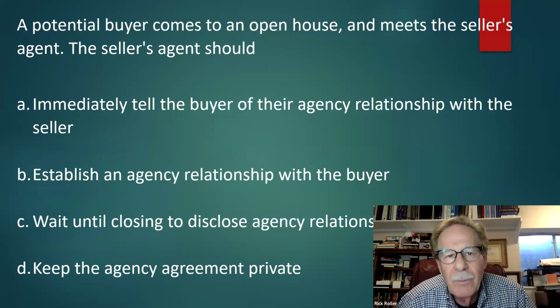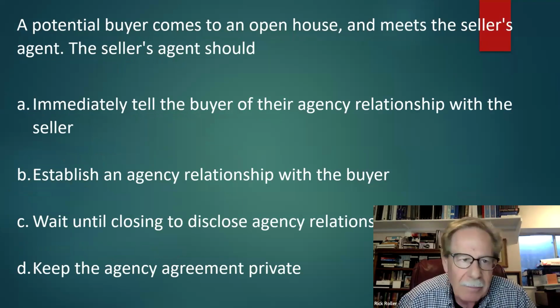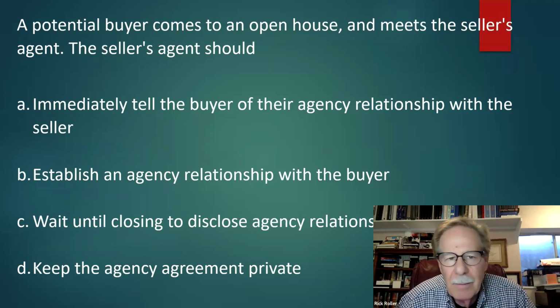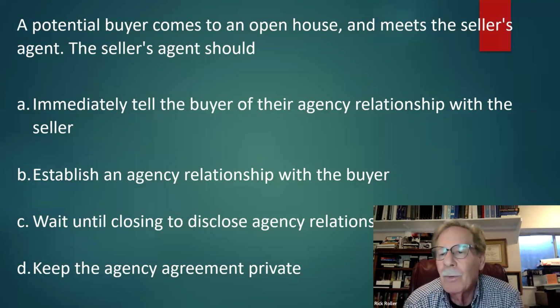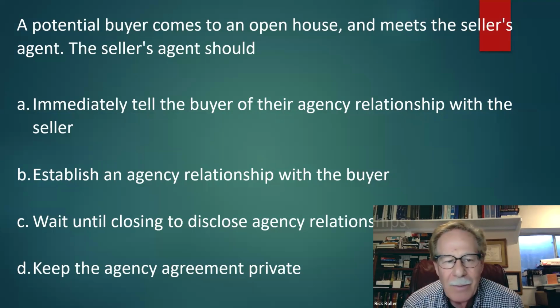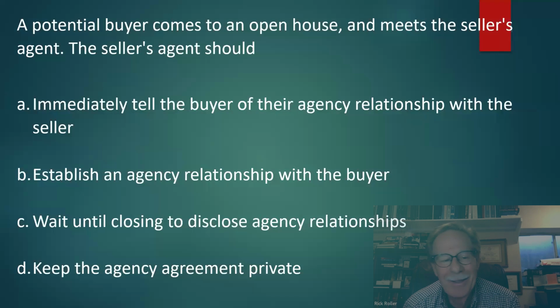A potential buyer comes to an open house and they meet the seller's agent. Seller's agent should do what? Immediately tell the buyer of their agency relationship with the seller? Yes. Establish an agency relationship with the buyer? Not immediately. Maybe later. You could represent both, but they just came to your open house. I've had a lot of people come in and say, "Well, I don't need an agent. I'm a lawyer." Okay, fine. I'm sure you know all about contracts, and a lot about real estate too. Wait until closing to disclose agency relationships? Keep the agency agreement private? Those last two are throwaways.